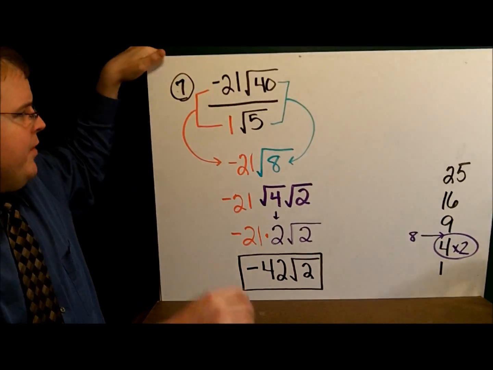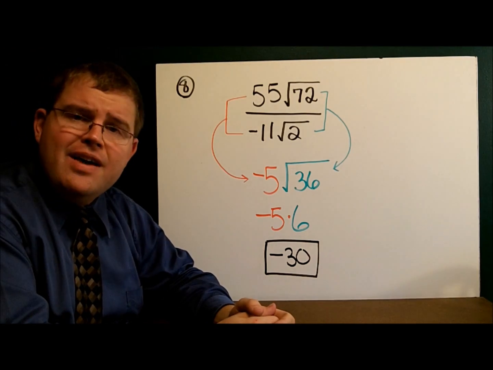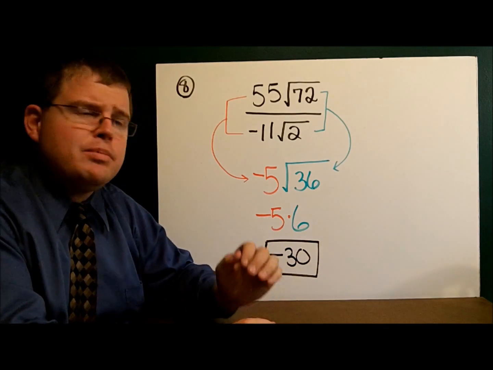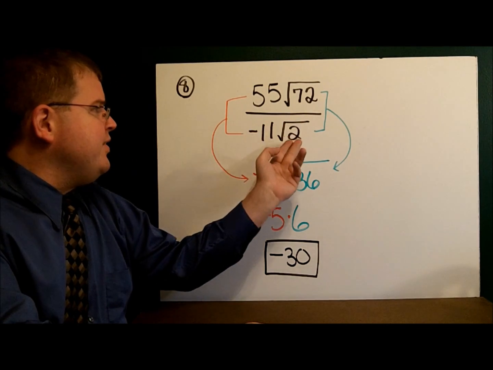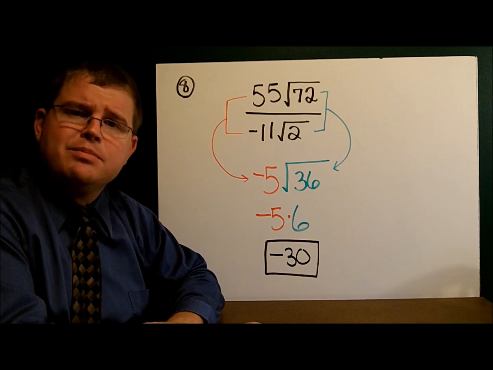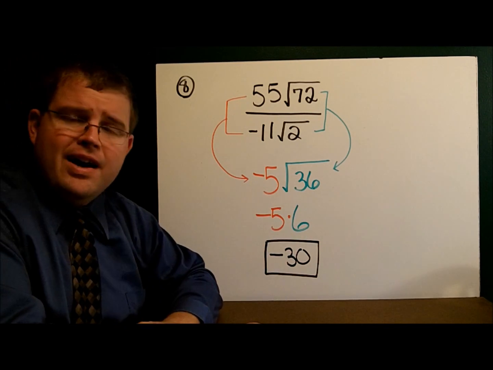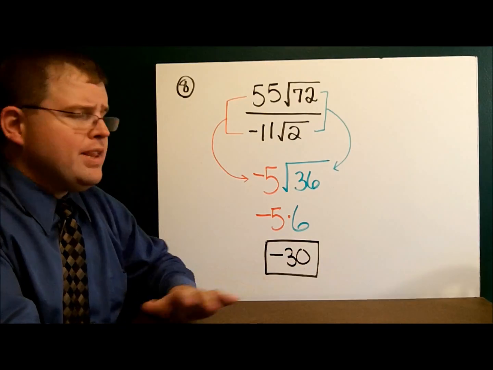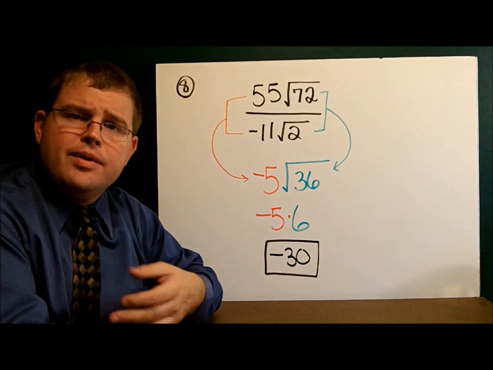Finally, on our last example for today, we have 55 square roots of 72 divided by negative 11 square roots of 2. Again, divide the outside, divide the inside, and simplify. 55 divided by negative 11 is negative 5. 72 divided by 2, square root of 36. Square root of 36 is simply 6, so I have negative 5 times 6. Negative 5 times 6 is negative 30. Sometimes they work out very nicely like that, and you end up with an integer for an answer. Sometimes you're left with a square root, and you just have to simplify the square root and deal with the radical in the answer.